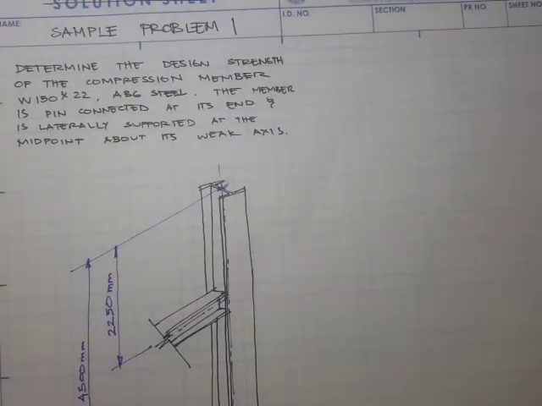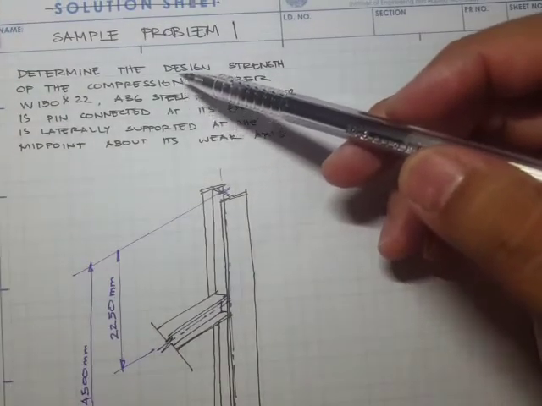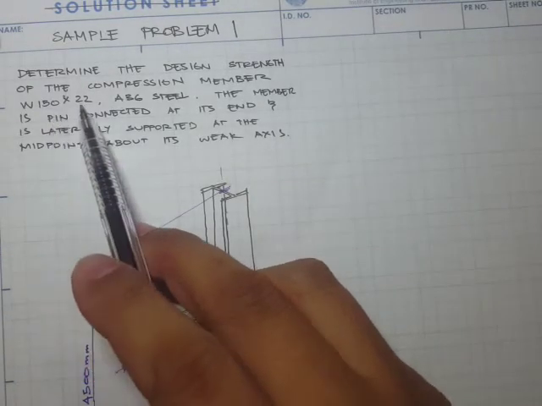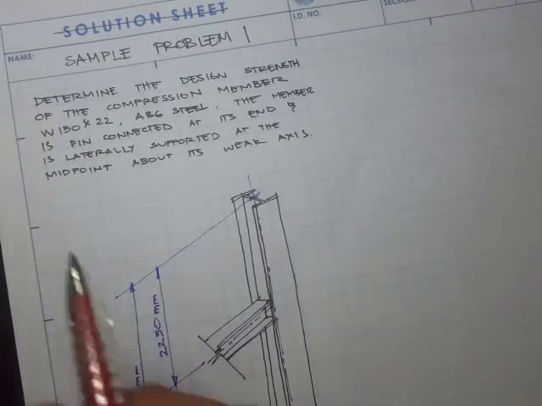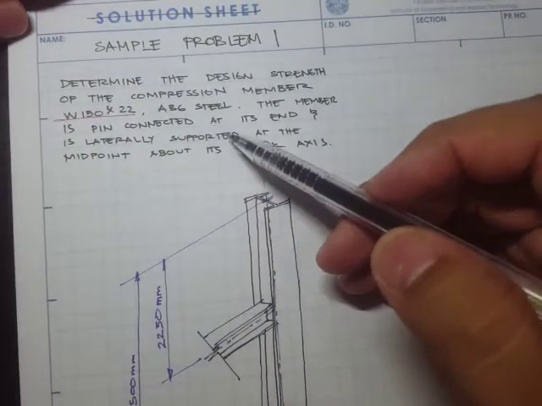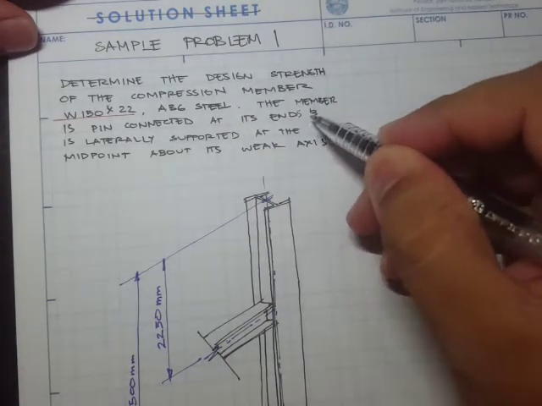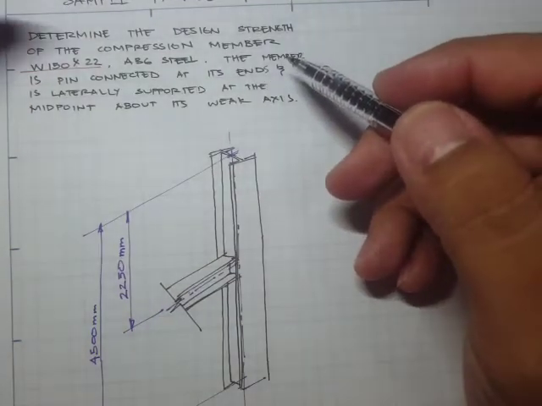Now we'll be doing a sample problem for the compression member. The problem says to determine the design strength of the compression member W150 by 22. This is our steel section, W150 by 22, and it's an A36 steel. The member is pin connected at both ends and is laterally supported at the midpoint about its weak axis.